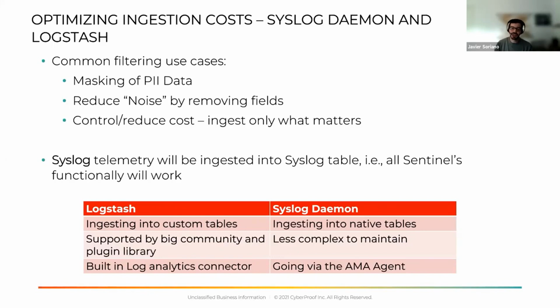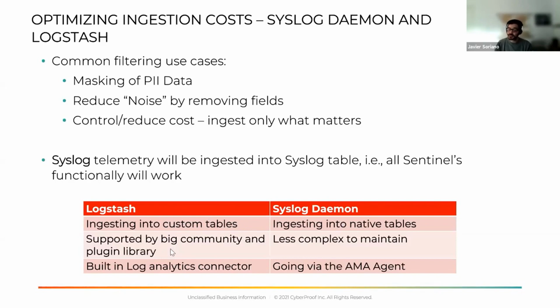An important point that I mention here in the slide is that the syslog option, the one where we filter at the syslog daemon, will be ingesting into what we call a native table, which is called syslog itself. And that allows us to take advantage of all the different Sentinel features. Whereas with LOGSTASH, we will ingest into custom tables. This is basically the first row that you see in this comparison table.